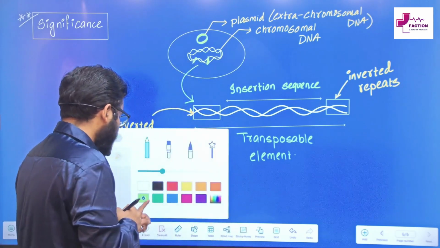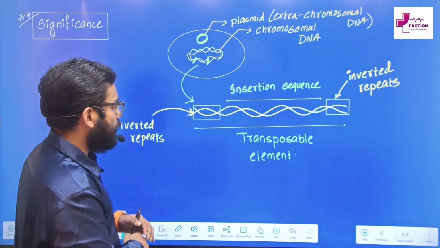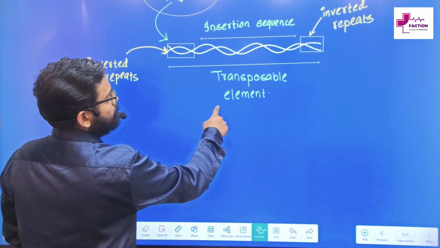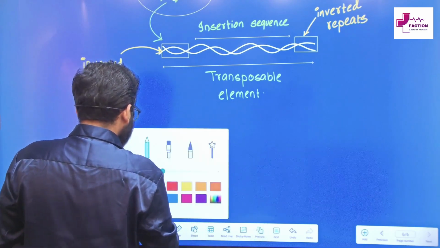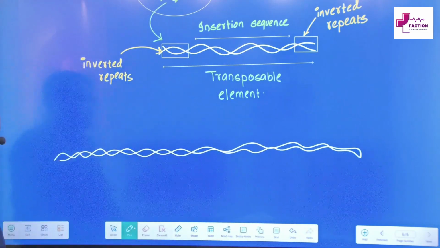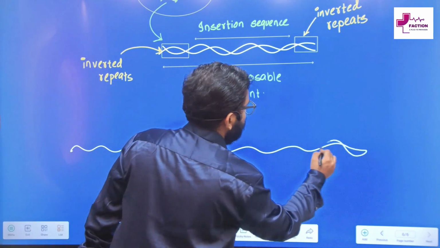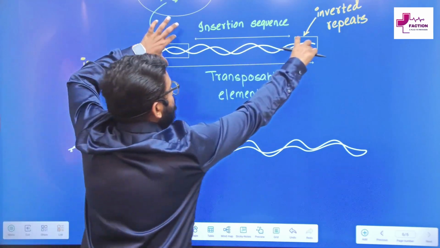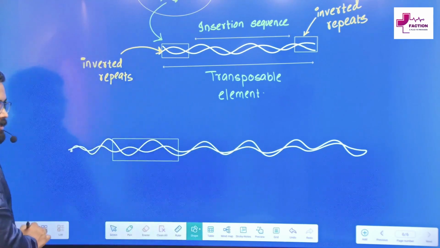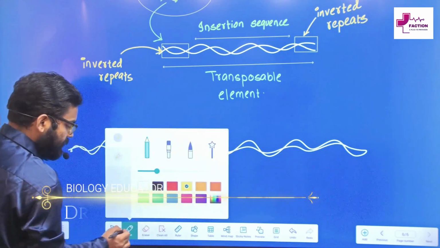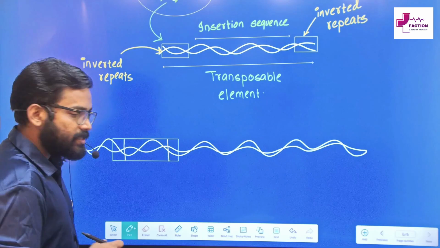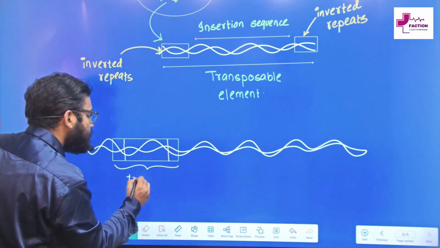Now what actually happens? I hope you can recall this part. Now you see, say this is the entire sequence of the circular DNA. And somewhere here in this part, this sequence was present. What is this sequence? Here we have inverted repeat, here we have inverted repeat, here we have insertion gene or insertion sequence, and this entire one is what we called a transposable element.